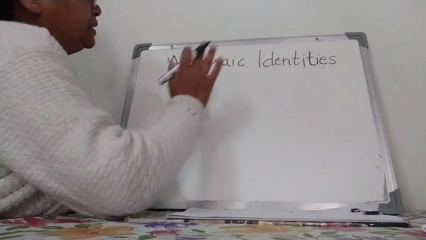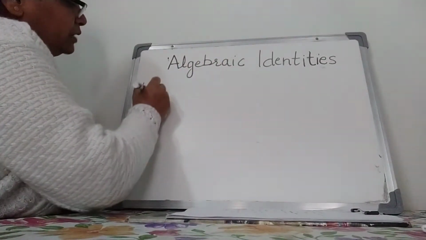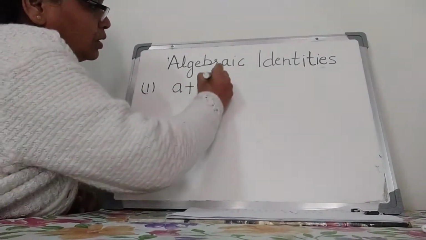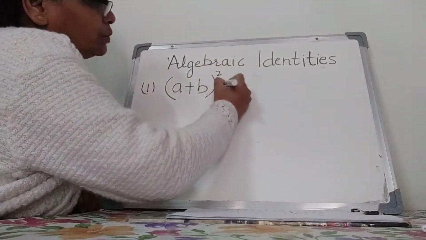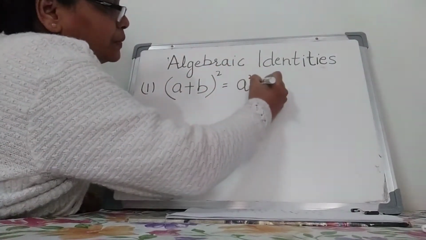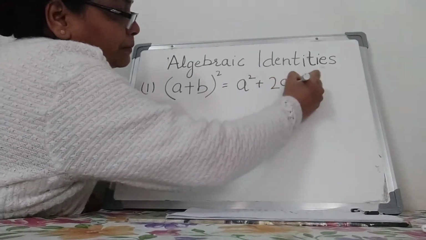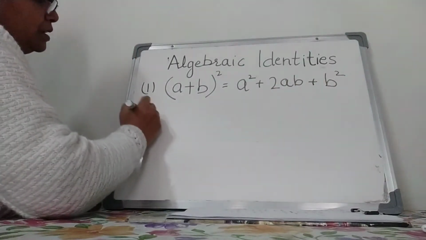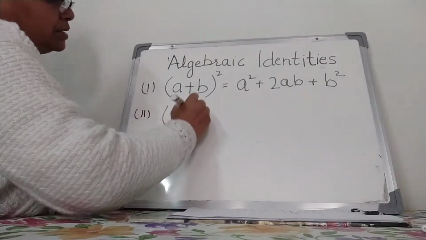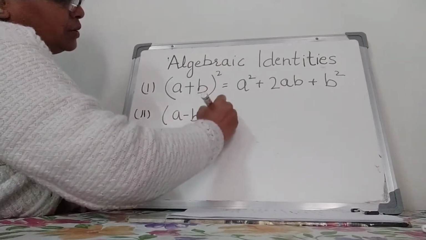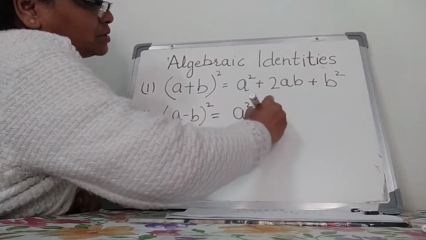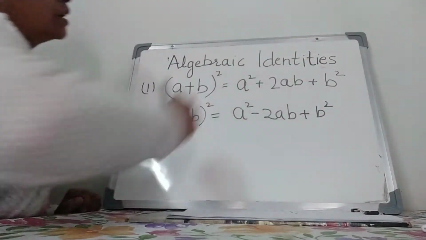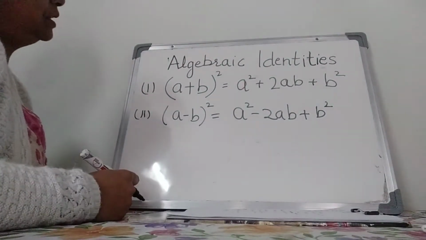So, algebraic identities. The first identity that we use in simplification is (a + b) whole square, which is equal to a² + 2ab + b². The second identity is (a − b) whole square, which is equal to a² − 2ab + b². First we'll talk about these two identities.